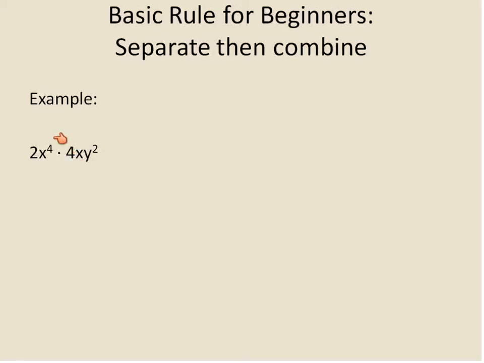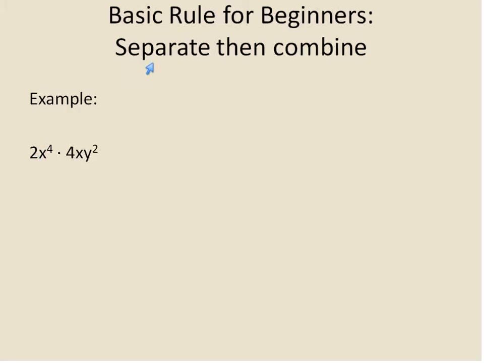So in this example, we are multiplying 2x to the power of 4, which is a monomial, times another monomial, 4xy to the power of 2. When you're multiplying monomials, remember, polynomials are separated by addition and subtraction. With that, you can't do anything to join them together. When they're separated by multiplication, we can sure do something about that. Because remember, 2x to the power of 4 means 2 times x to the power of 4.